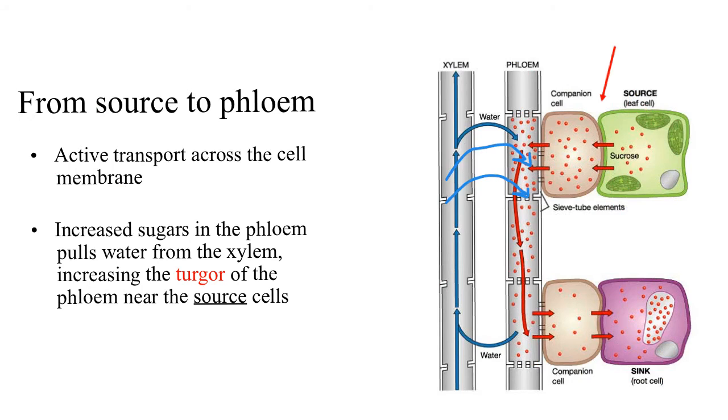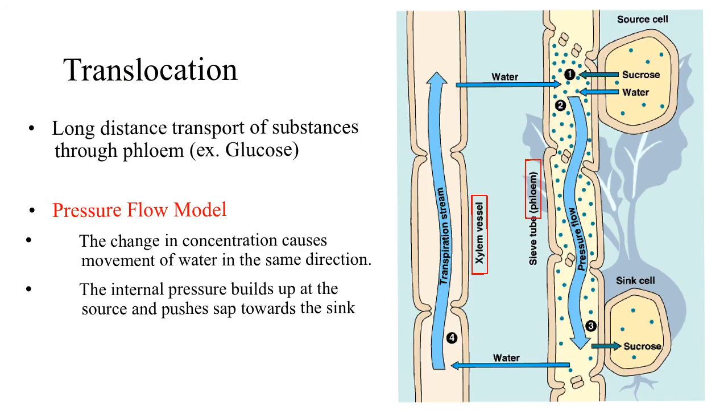Now remember, turgor pressure is just that pressure caused by fluid, in this case water, pushing against the walls of the cell. This turgor pressure is really important for allowing or causing translocation to occur. So translocation is basically just the transport of substances through the phloem. So in this case, we're talking about glucose. So that's translocation. And translocation is driven by this turgor pressure, and it's called the pressure flow model.